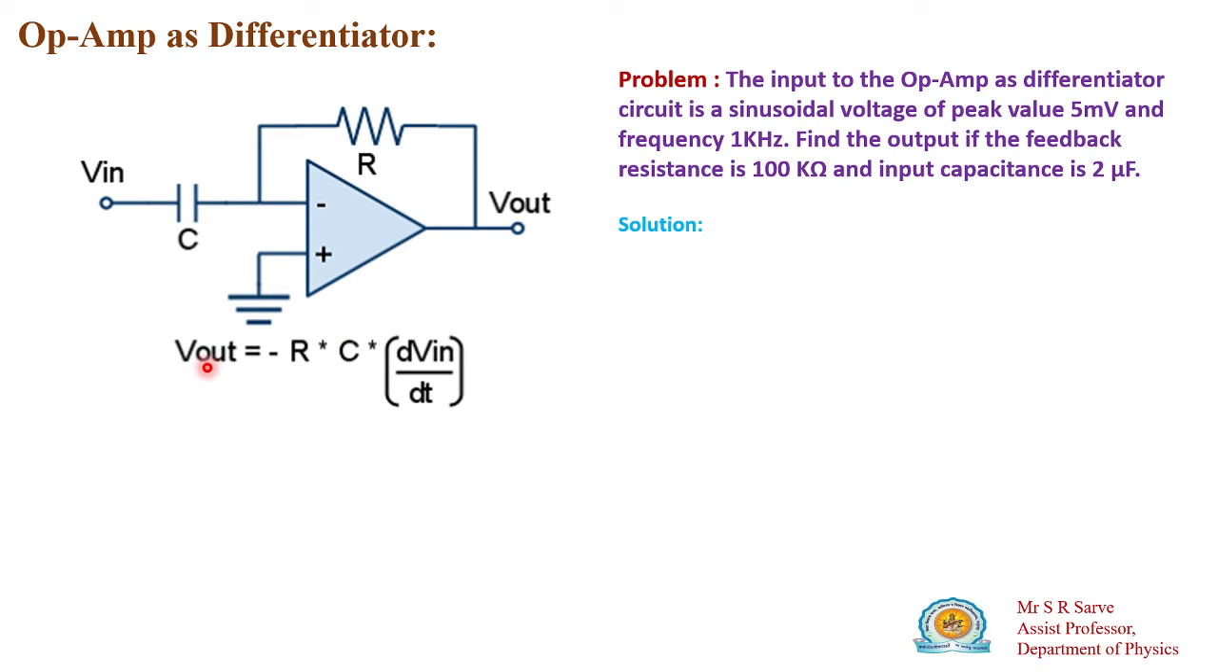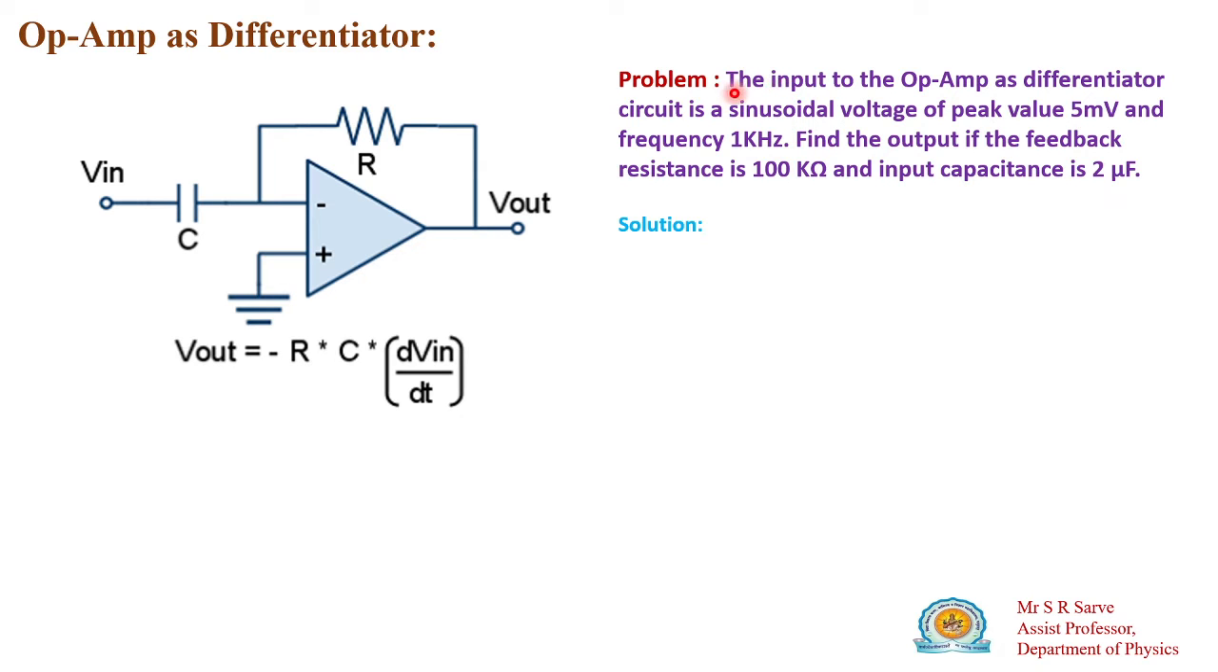So what is the output for the differentiator? Output is equal to the product of the feedback resistance and the capacitance of the capacitor, into the rate of change of input voltage with respect to time. And there is a negative sign because input is given to the inverting terminal. So how to solve the problems? The problem is solved using this output equation. So what is the problem?